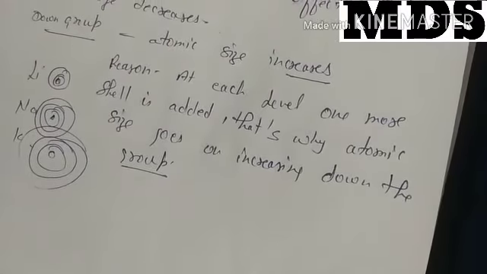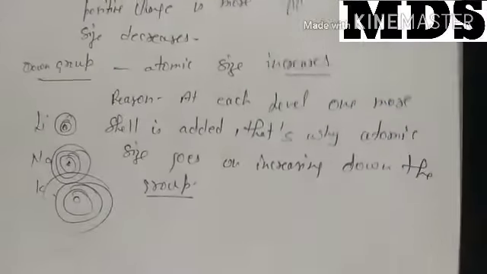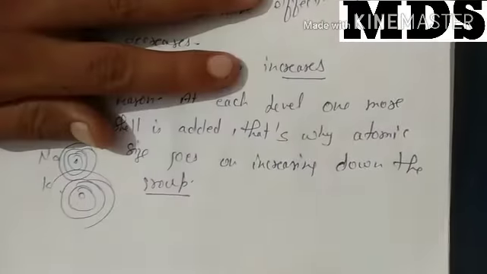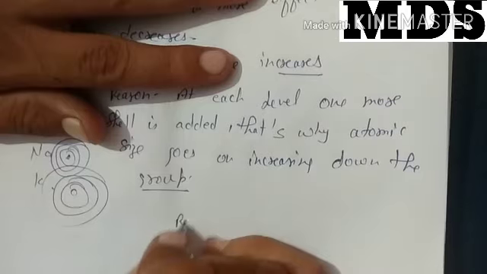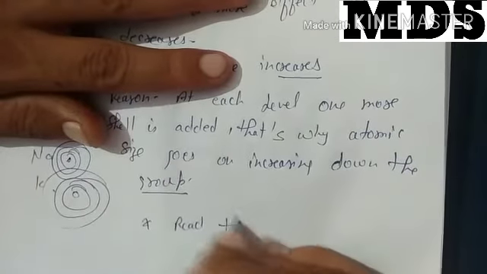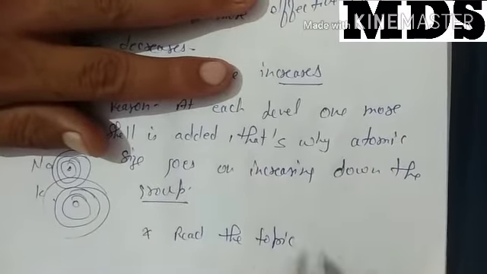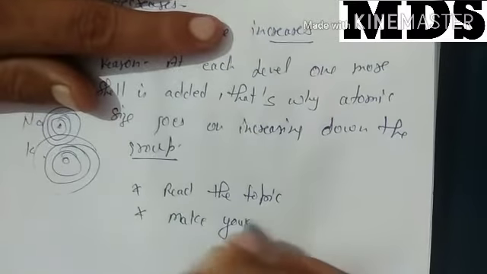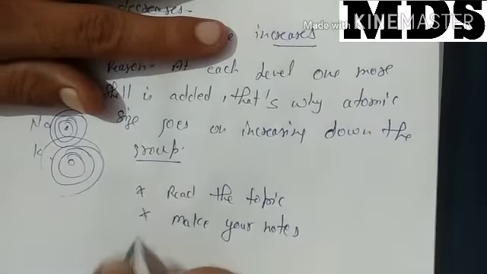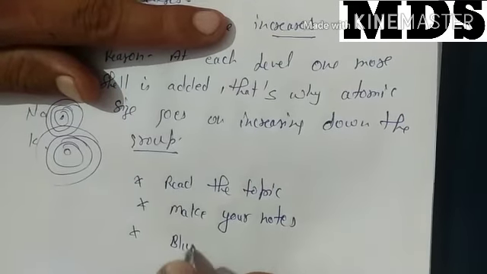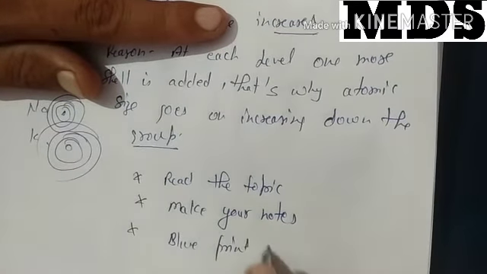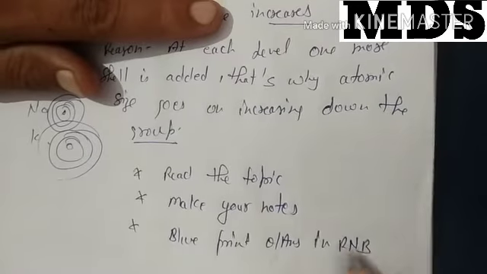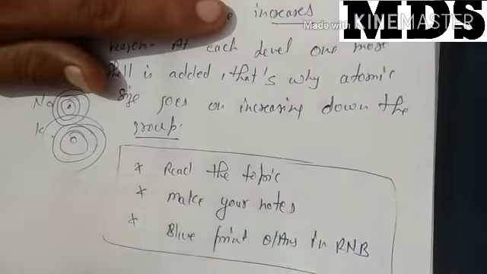So this is the first property, that is atomic radius. We discussed its definition, its trend, and the reason particularly for those trends. So today you will read the topic we did. Second, make your notes. Third, if there are blueprint questions, do the blueprint questions and answers in your rough notebook. Thank you.